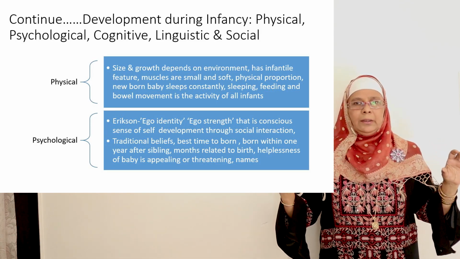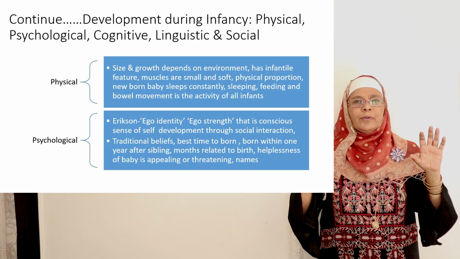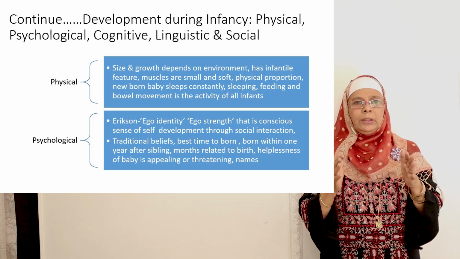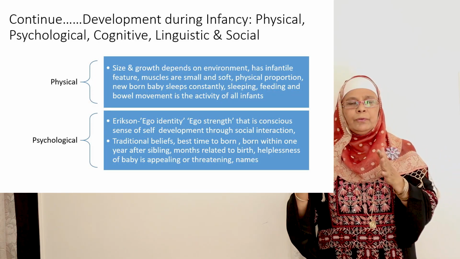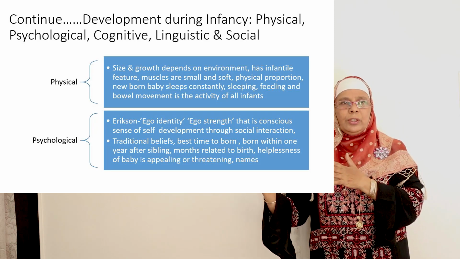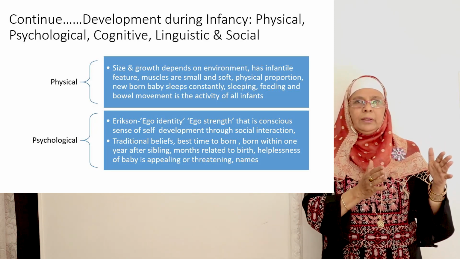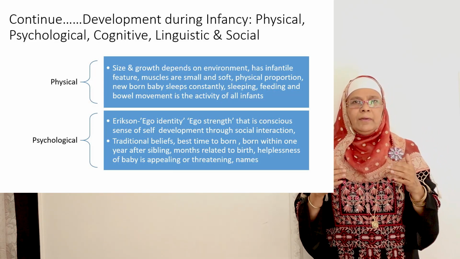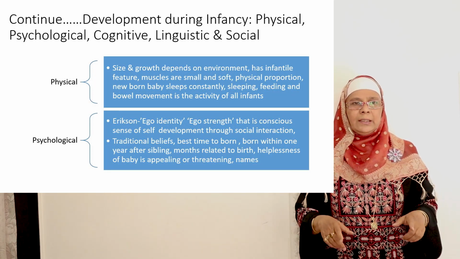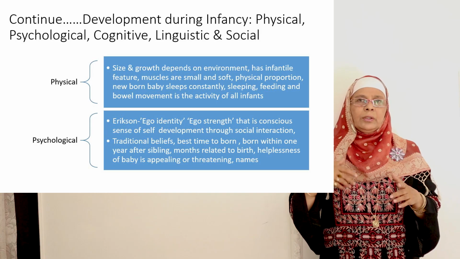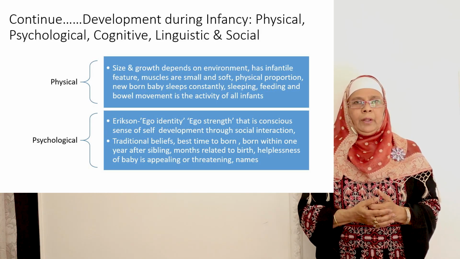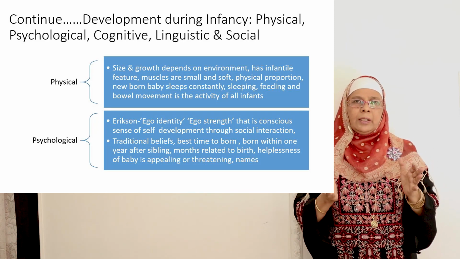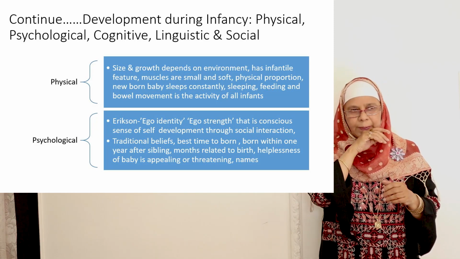In the infancy period, there are basically 5 types of development that take place. First is physical, second is psychological, third is cognitive, fourth is linguistic, and fifth is social development. Let us go one by one. Let us first understand what physical development is. Physical development means the child's size and growth depend on the physical environment. According to the type of environment the child is receiving, the development will take place.